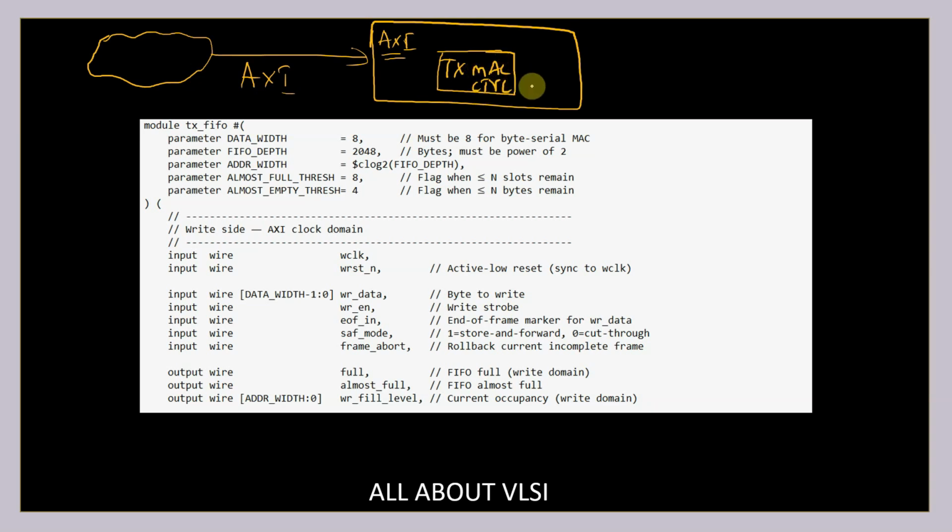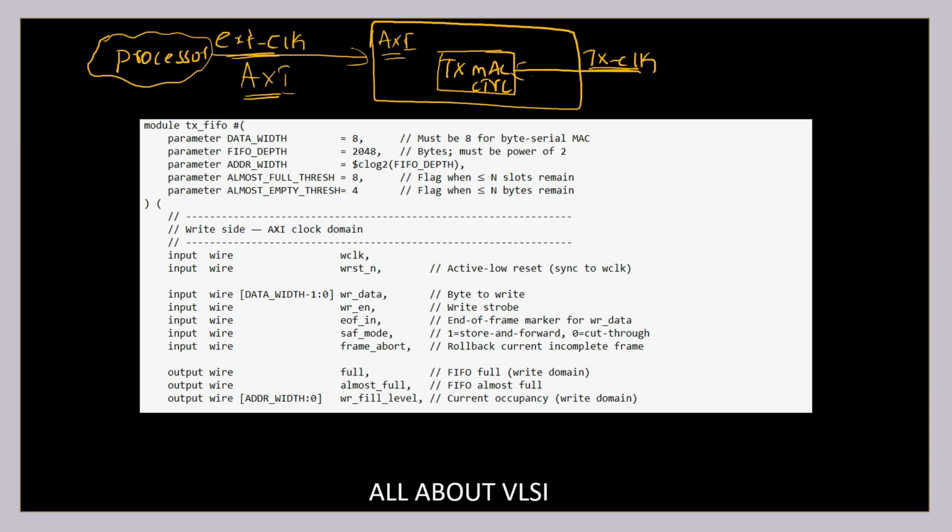Now, this TX MAC controller is working with a clock which we are getting from the receiver side, which is nothing but my TX clock. You can see over here, the processor is working with an external clock and providing the data via this AXI interface, and the controller is working with a different clock, which is my TX clock. Let's say this is the external clock. Both the clocks are different, and they have different frequencies.